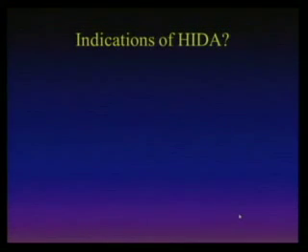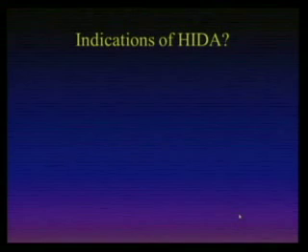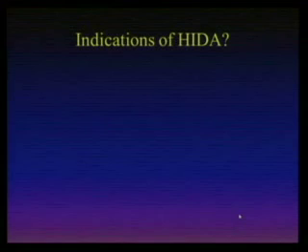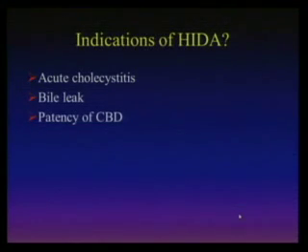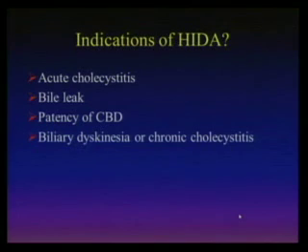Okay, so indications of the HIDA study. Give me 3 or 4, whatever you can. Bile leak. Okay. Yeah, that's one kind of bile leak. But what else? That's 2 major ER cases. And then of course you have CBD obstruction, sometimes you can use it for that, and then chronic cholecystitis.